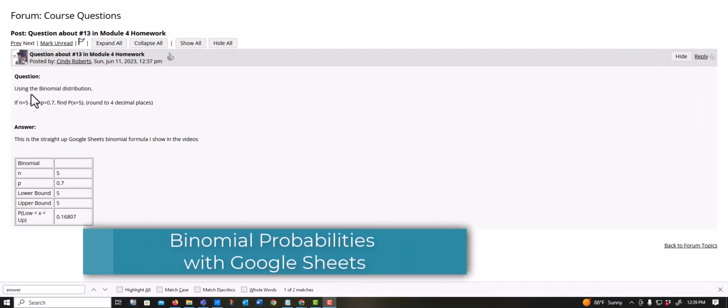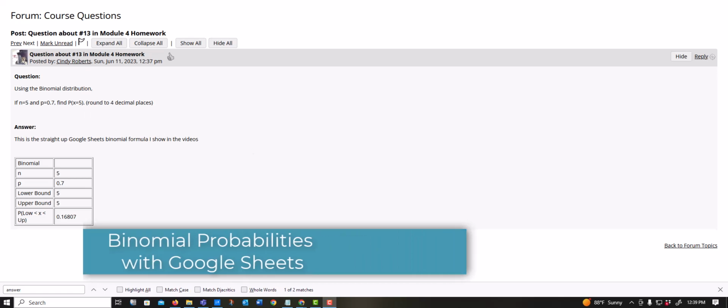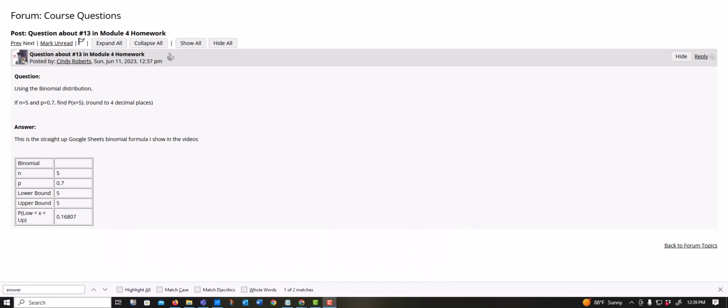All right, so I have a question using the binomial distribution. A lot of these you'll see as word problems, so you want to be able to compute these very quickly, which again, Google Sheets, Google Sheets.